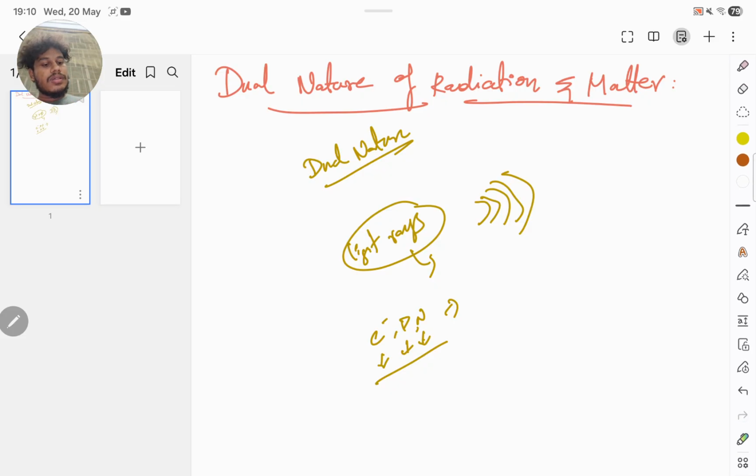So the topic says dual nature of radiation and matter. What is the dual nature? Wave nature and particle nature of radiation, that is the light source, and of matter, that is electron, proton, neutron, all those microscopic particles. They show both wave nature and particle nature, so they behave both ways. How does all this come about? We are going to discuss it. Don't worry.